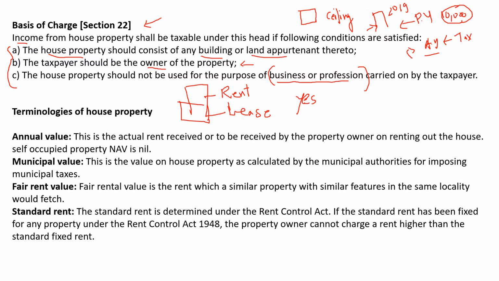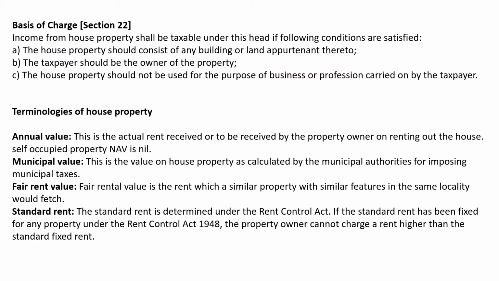Now let us see another example. Say I have a house, and A is the owner of the house. This house has been let out to B. So B is the tenant here. He has been given the house on rent. Now what B does is sublet it to C. C is the subtenant. That means B has sublet it to C.